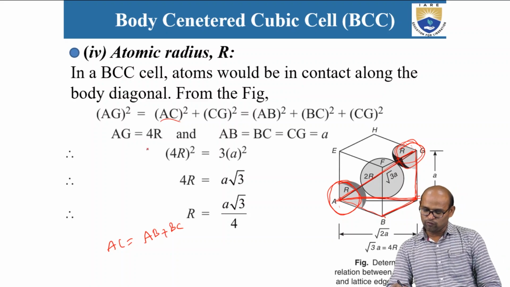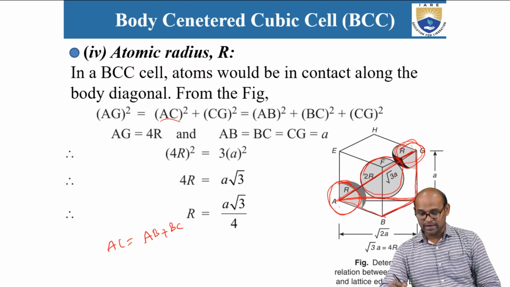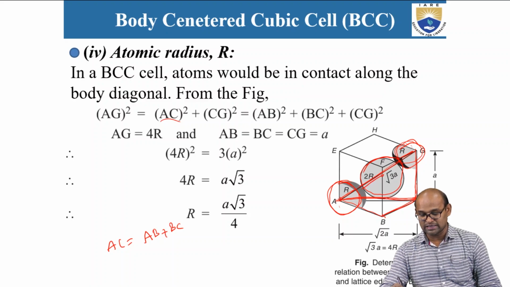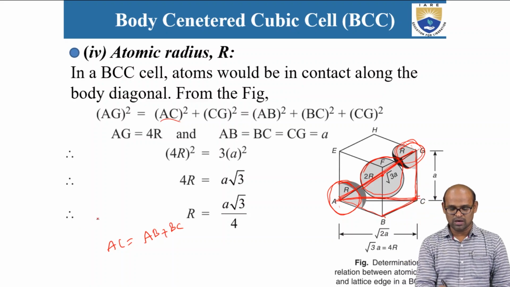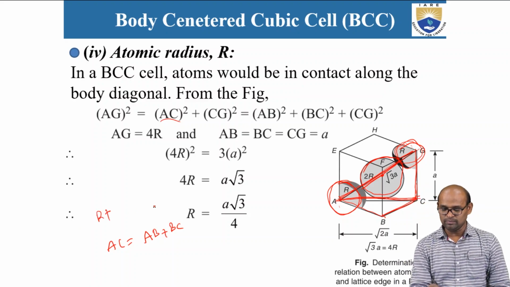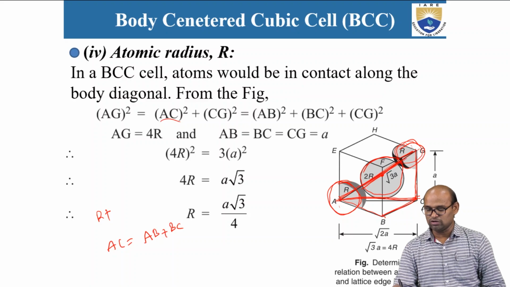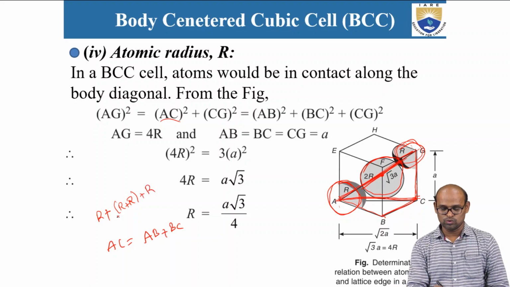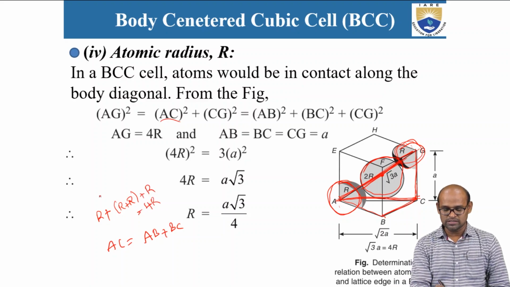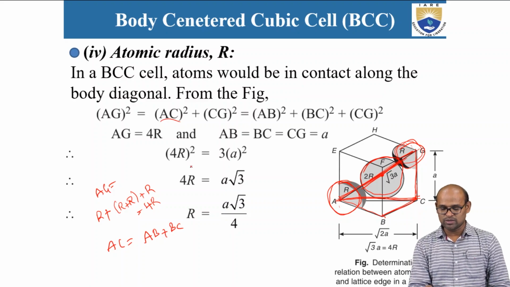Here AG is 4R. The body centered atom radius is R, but we are looking at the diameter of the atom because the atom is there at the center, so that is 2R. So R plus 2R plus R. The radius of this corner atom is R, and the radius of the central atom is also R, but we are looking at the diameter because it is along the line, so R plus R is 2R, plus the radius R of the corner atom. So 2R plus R plus R is 4R. This is AG, so AG is 4R, and AG square is equal to 4R square.